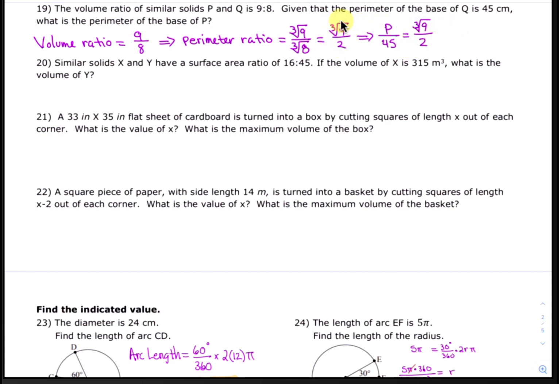Now we can use this ratio in a proportion to solve for P. So the perimeter P divided by 45 is equal to the cube root of 9 divided by 2. When you cross multiply, you get 2 times P equals 45 times the cube root of 9. So then P is going to be 45 cube root of 9 all divided by 2. When you put that in the calculator, you get P is equal to 46.8 centimeters.